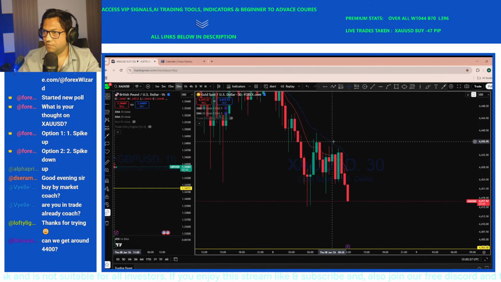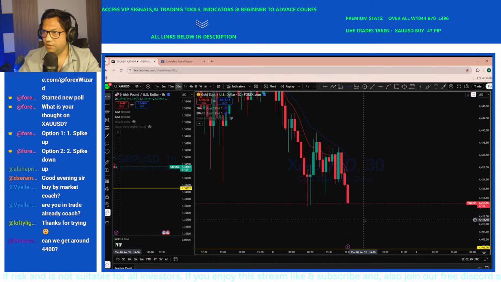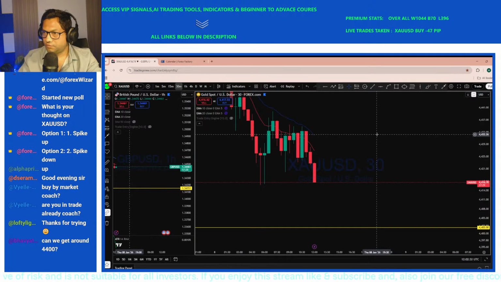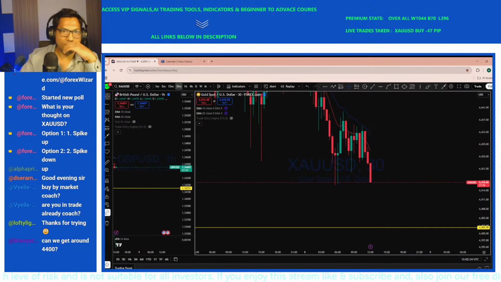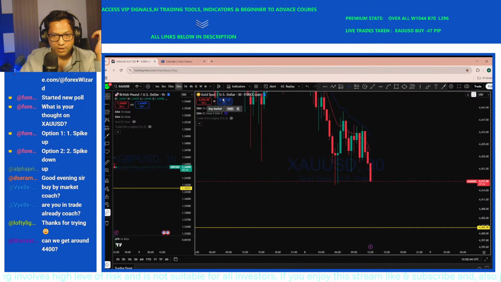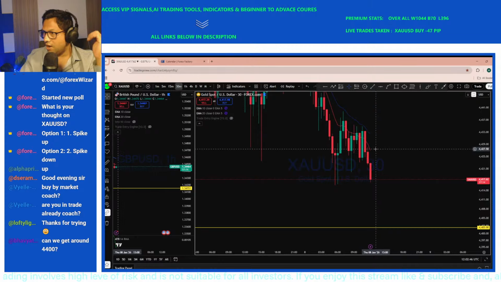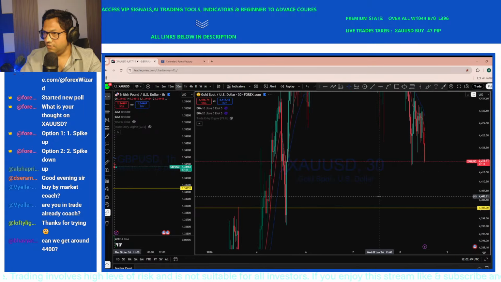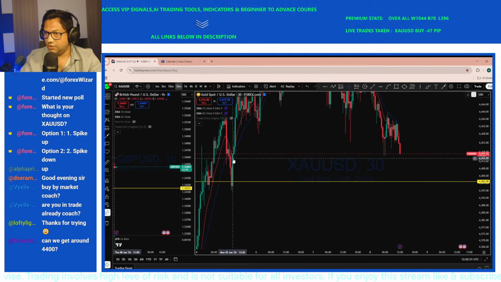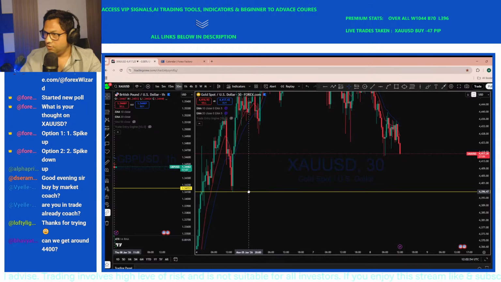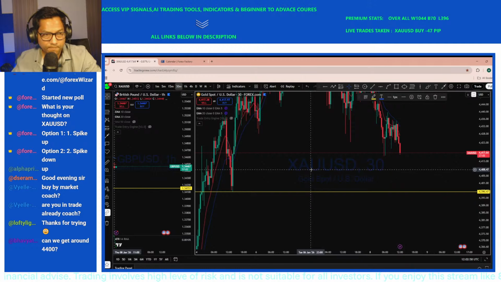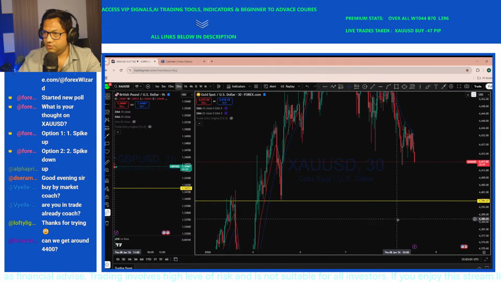Here is the liquidity sweep and then rejection. So we might see that daily fair value gap being approached. Can we get around 4400? Even the way it's falling, there is a complete fair value gap, so it might cross 4400 and go lower.